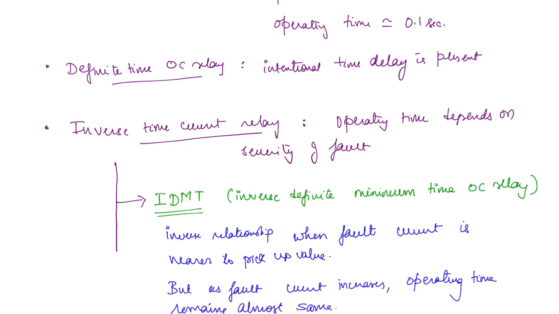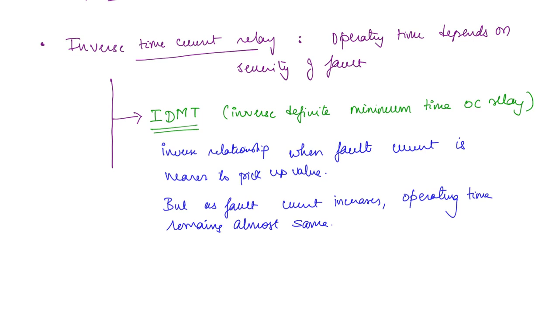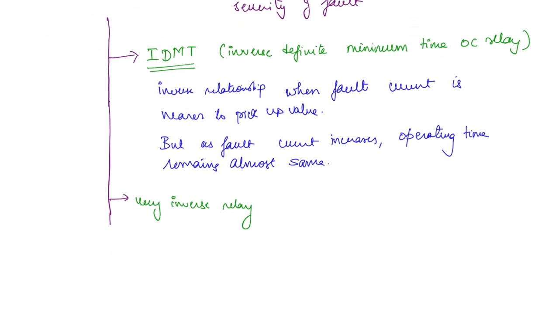Next we have the very inverse relay. Here the inverse relationship is going to hold for a greater magnitude of fault current. And further, if you want the inverse relationship to hold for a still greater magnitude of fault current, then there is going to be the extremely inverse relay. Now one important quantity here is the plug setting multiplier.